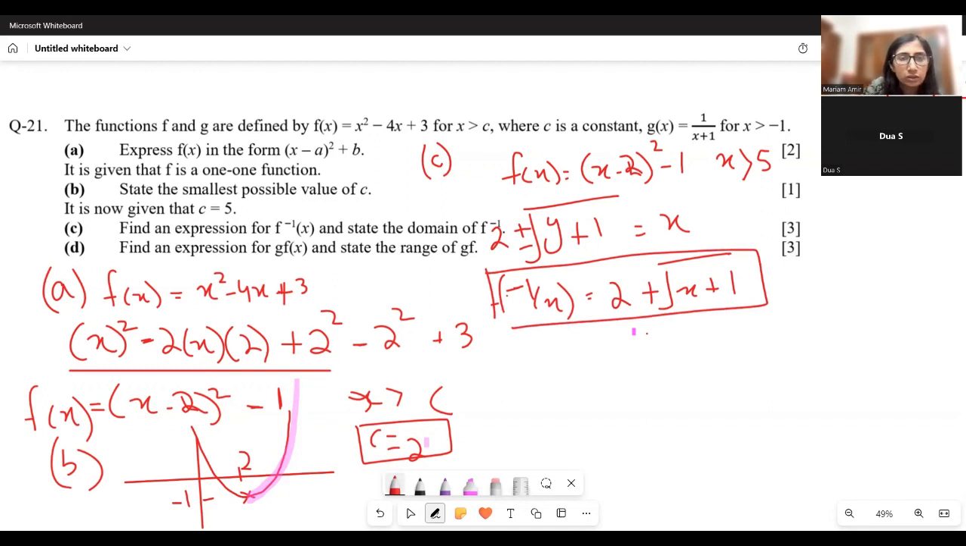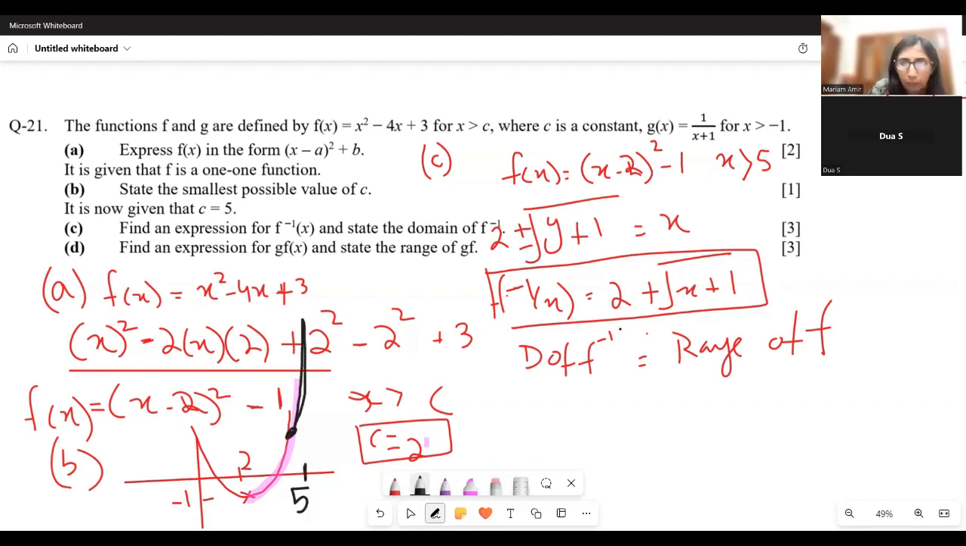State the domain of f inverse of x. The domain of f inverse is equal to the range of f, and we've already plotted f. But x is greater than 5, so we will start this graph from here. Let's say 5 is here, so the graph starts from here. When x is 5, what's the value of y? Let's substitute into the completed square form: (5 − 2)² − 1, which is 8. So the value here is 8.